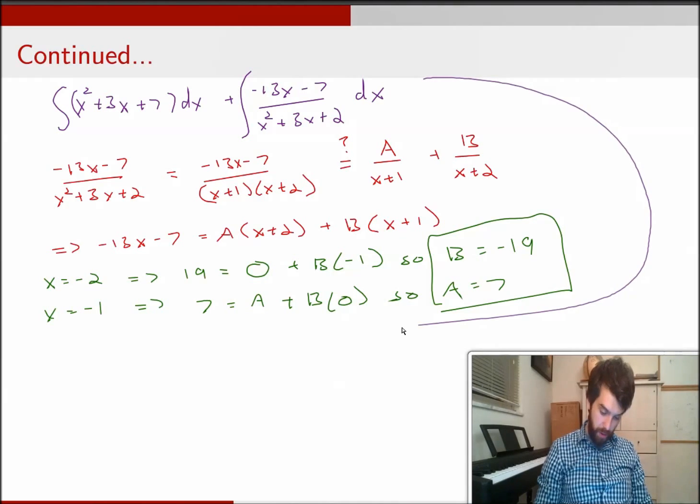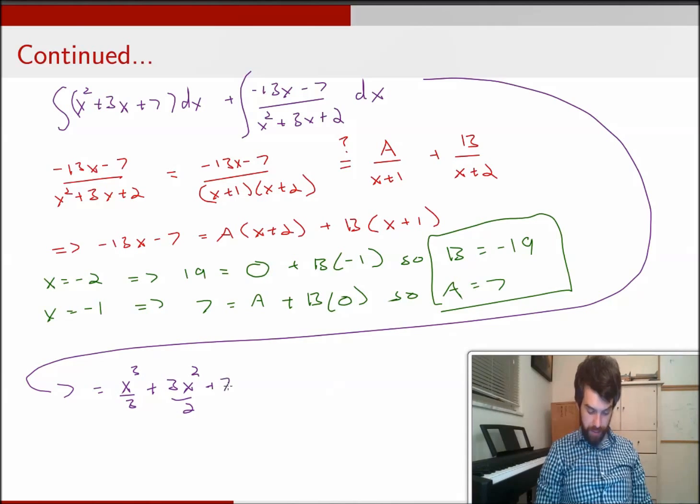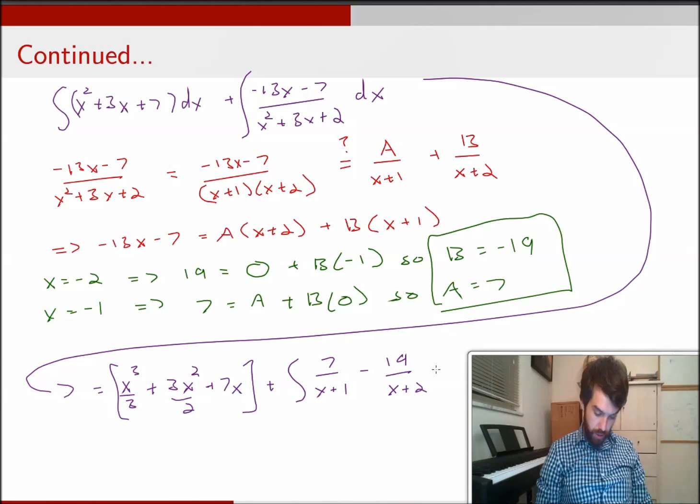And so returning all the way back to my purple, doing the first of these, the polynomial, that's the easy one. X squared goes to x cubed over 3, plus 3x squared divided by 2, plus 7x. So that's just dealing with the left-hand side, which is straightforward. Now the interesting side, this is going to be the integral of 7 divided by x plus 1 minus 19 divided by x plus 2, and all of this dx.